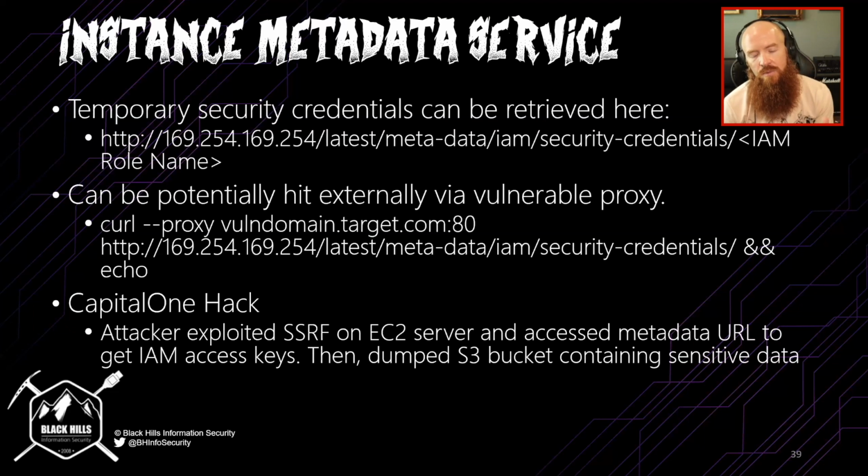This is one of the ways that Capital One got hacked. The attacker exploited SSRF on an EC2 server. They accessed the metadata URL, got IAM access keys, and then leveraging those access keys, they were able to access a private S3 bucket that had sensitive data, things like credit card numbers, SSNs, you name it.